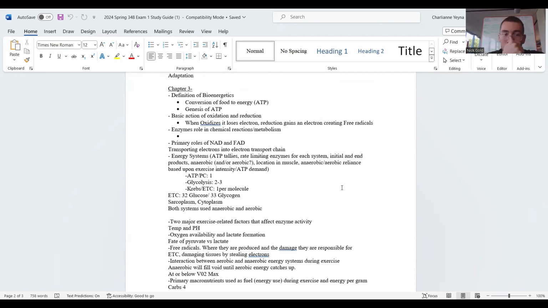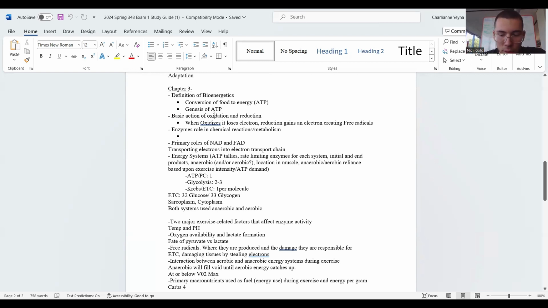Okay, so definition of bioenergetics. Just think of it as what's the process? That's the name, the process. We are converting food into energy. He says it like converting foodstuffs, but it's just converting food to energy. We make ATP. If I say ATP and ADP, try not to get confused, but I will try my best to pronounce them.